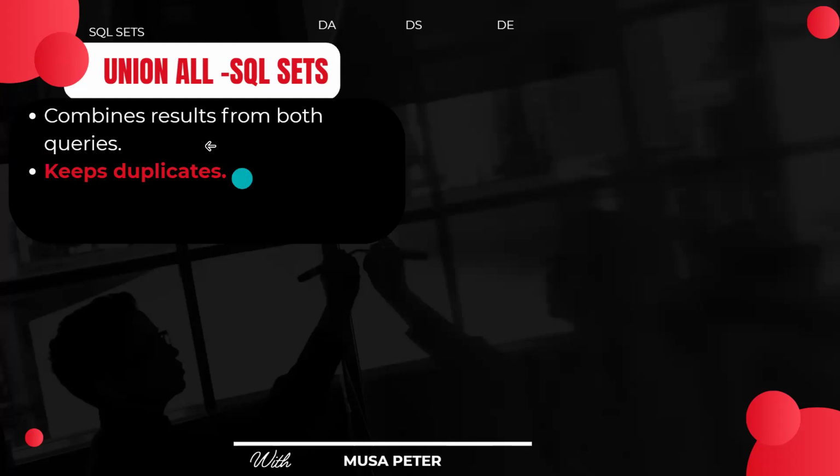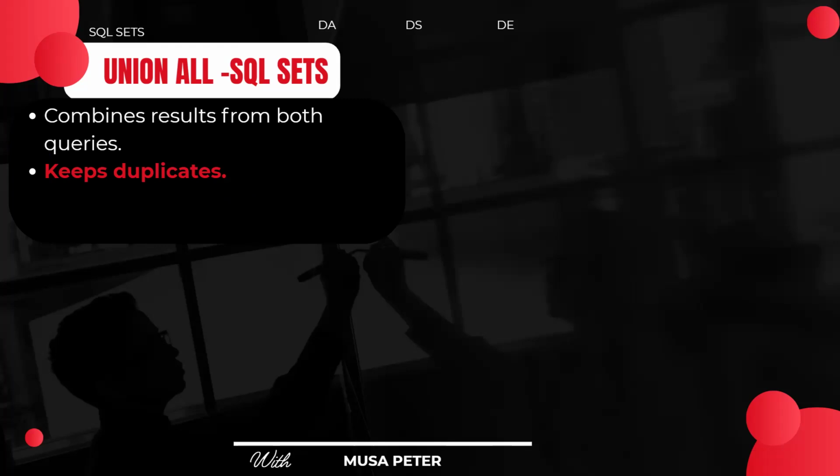So whenever you want to combine results from 2 tables and you don't want to lose any information, what you do is use union all. That is what you do. You use union all. If you use union all, then it is going to keep all the duplicates. And this is majorly used in most of the companies and most of the institutions.